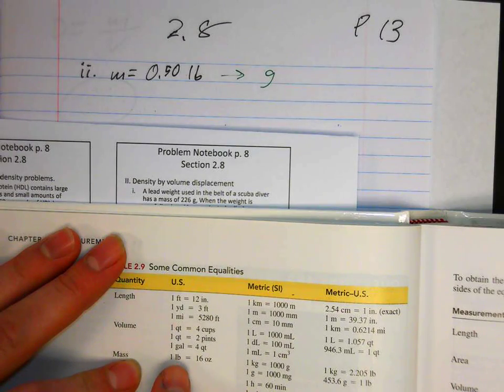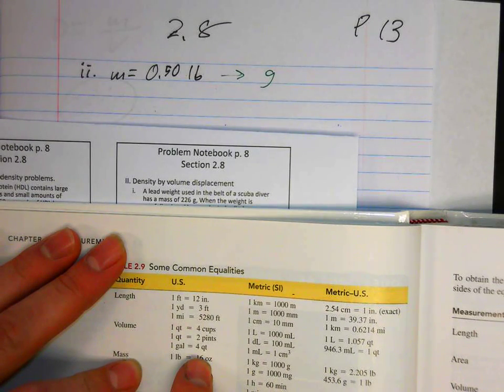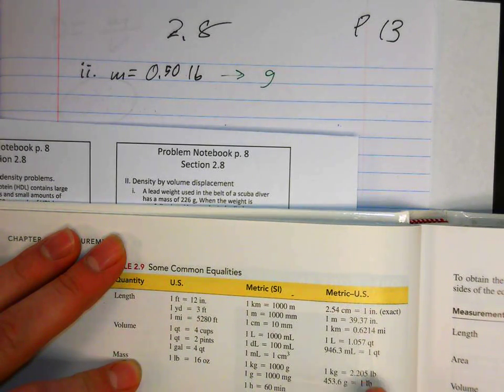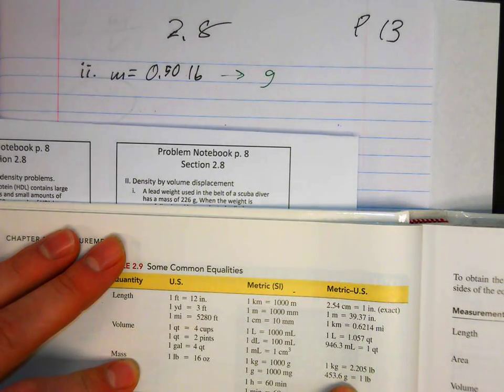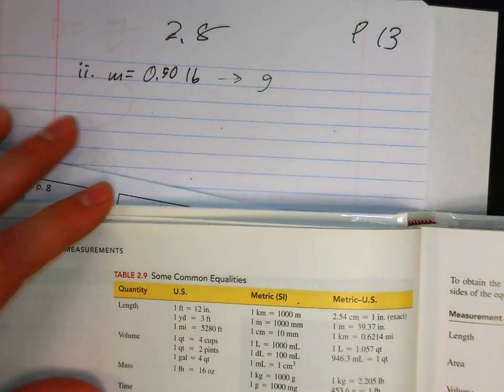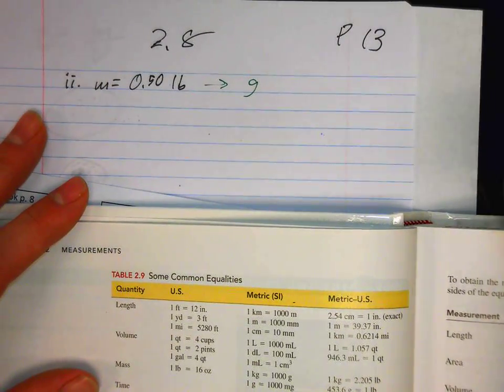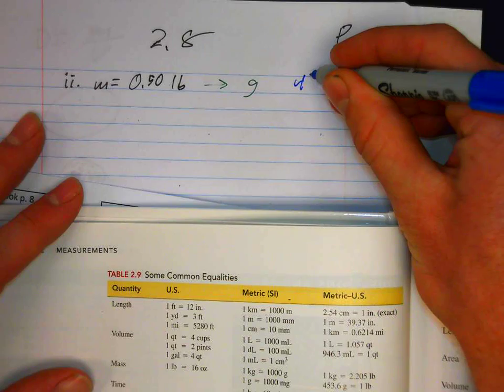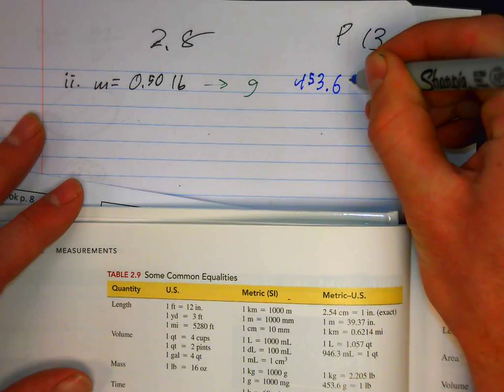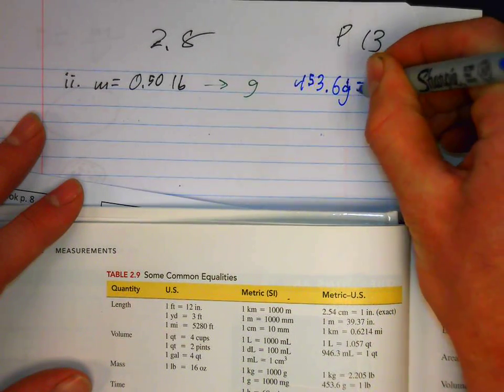From pounds to ounces, and let's see. Okay, we have this one here. That would be more direct, a link straight from pounds to grams. All right, so we can do our conversion using this equality: 453.6 grams per every 1 pound.